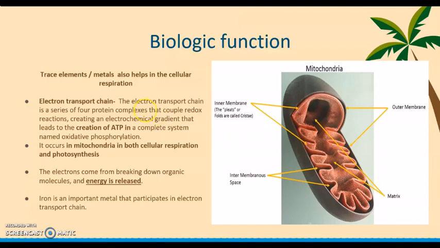Tumutulong po ang ating pong mga essential trace elements sa paggawa at pagpoproseso para magkaroon po ng enough energy ang bawat isa sa mga cells po natin. And so this is what happens in the electron transport chain. Similarly, makikita rin po natin dito that iron is an important metal that participates in the electron transport chain.